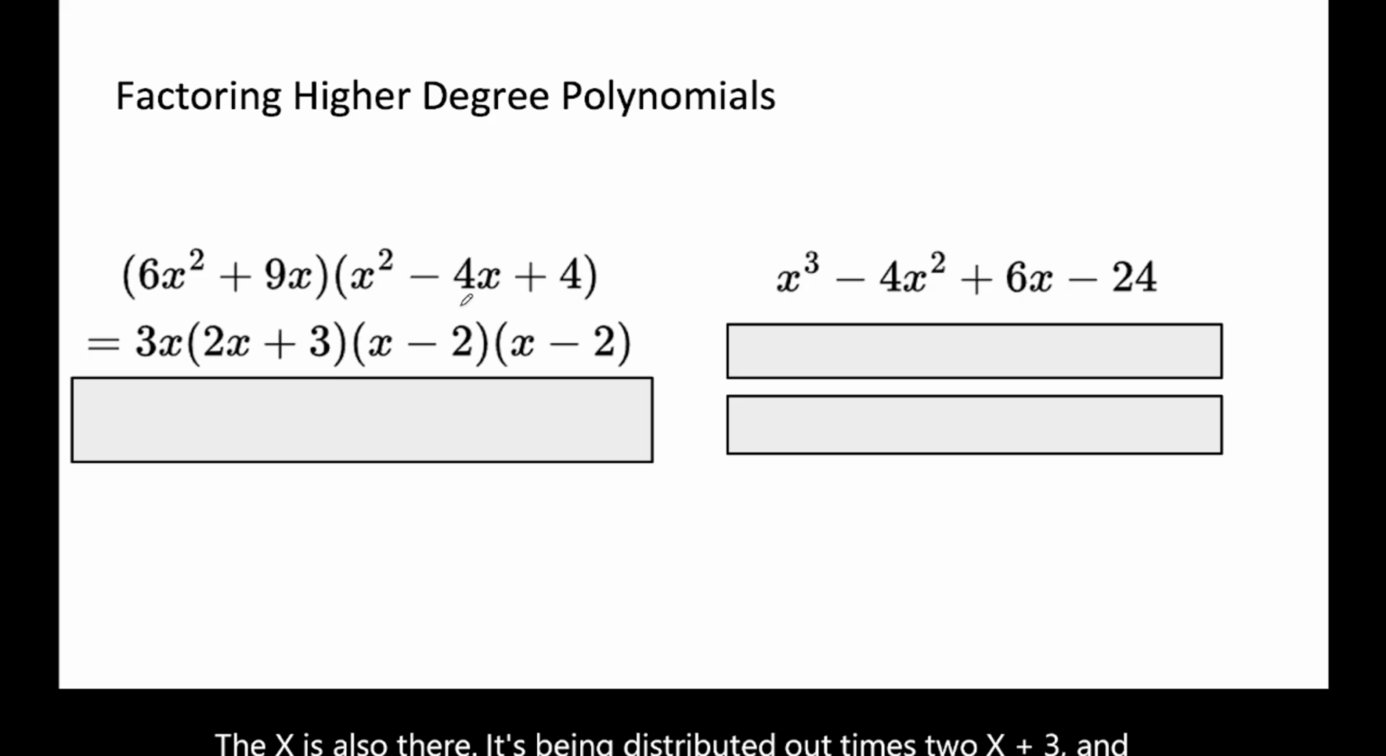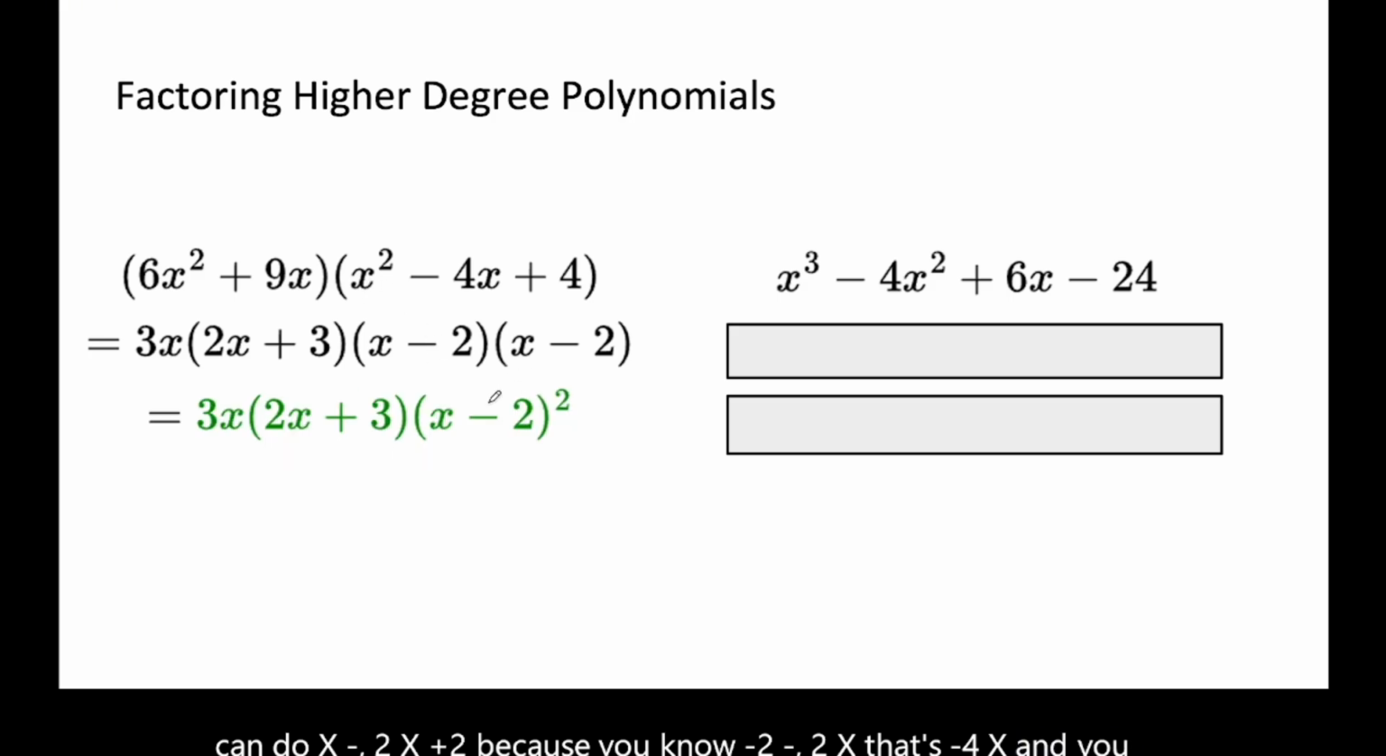This is a quadratic. You can do x minus 2, x plus 2, because negative 2 minus 2x, that's negative 4x, and the negative 2 times negative 2 is positive 4, and x times x is x squared. And we can see afterwards, you can write it like this, because the x minus 2 is being repeated. Now let's do the same thing for this one over here.